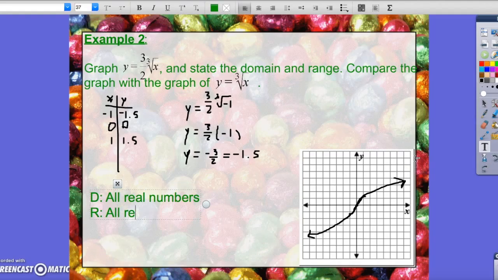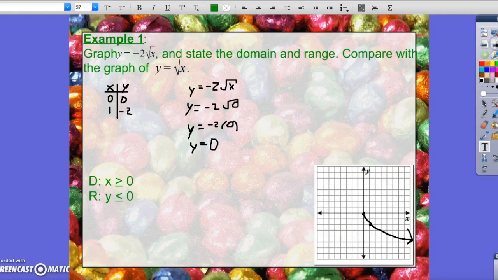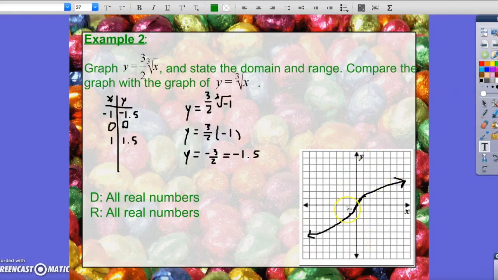They go forever in both directions. How does this compare with the graph from 2 slides back? It's the same thing, it's just stretched out a little more, if you see. It's stretched out this way a little bit more.